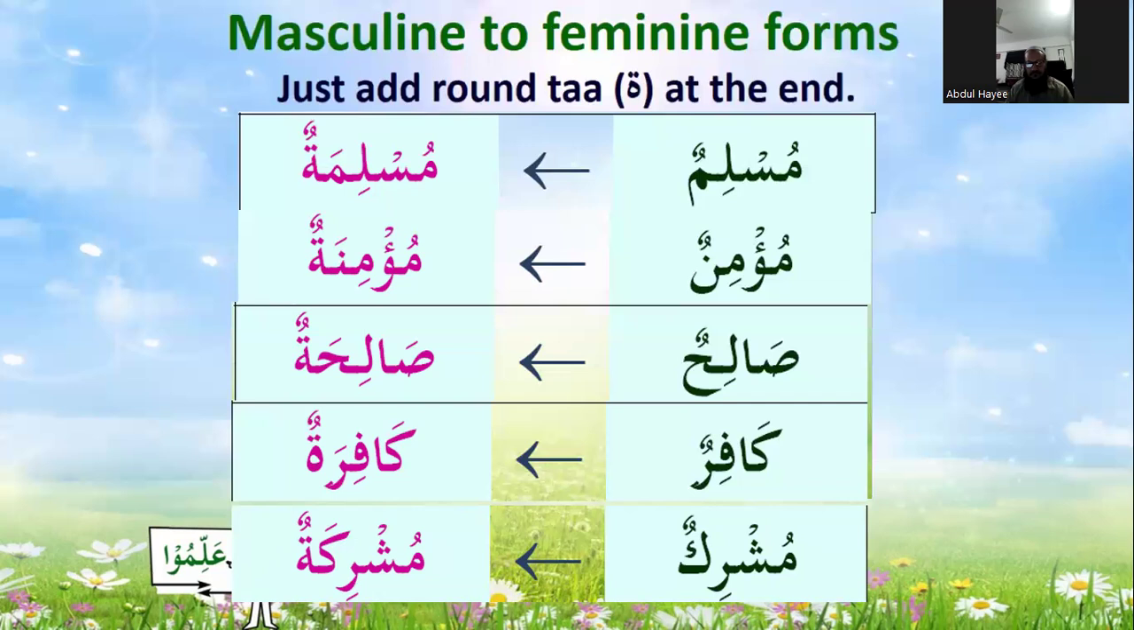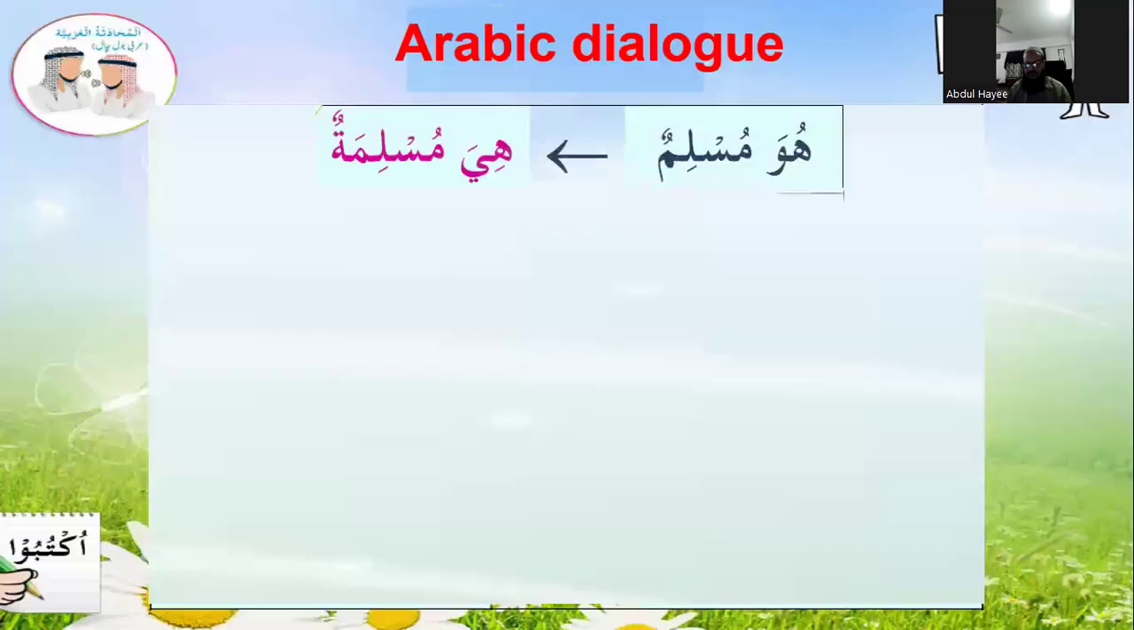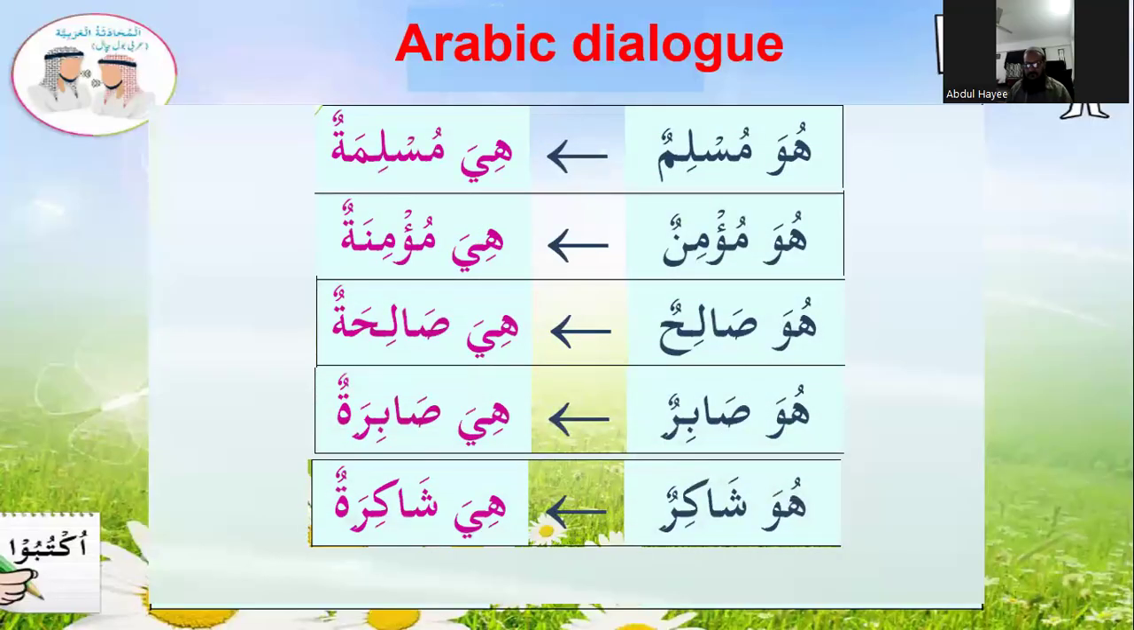So Muslim, we've done Muslimun, Muslimatun, Mu'minun, Mu'minatun, Salihun, Salihatun, Kafirun, Kafiratun, and the last one, Mushrikun, Mushrikatun. So the Ta'u Marbuta is one of the ways to make it. So now let's go to Arabic dialogue. We want to change from masculine to feminine.